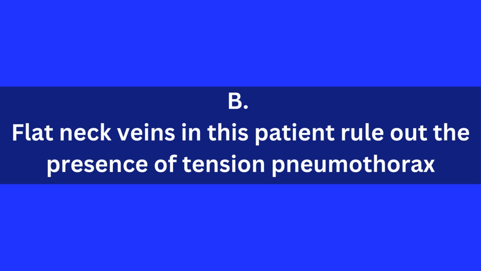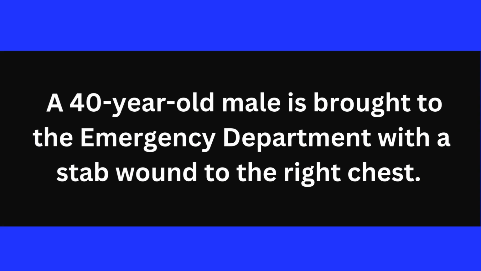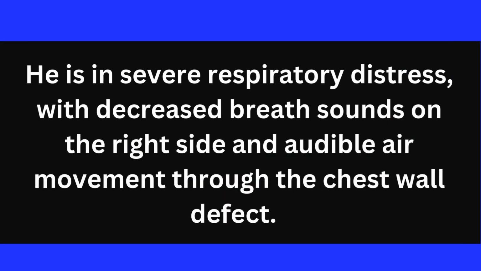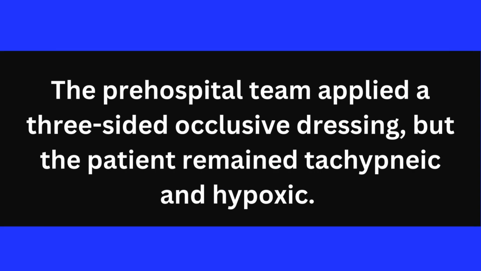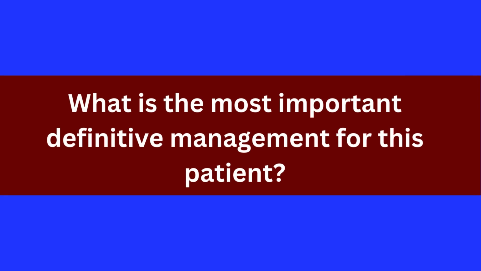Okay, Sam, so this is the 3rd and the final question. So again, you are working in A&E, and actually it was a trauma day. So you saw another patient, a 40-year-old male, who is brought to the emergency department with a stab wound to the right side of the chest. He is in severe respiratory distress with decreased breath sounds on the right side and audible air movement through the chest wall defect. The pre-hospital team has applied a 3-sided occlusive dressing, but the patient remains tachypneic and hypoxic. What is the most important definitive management for this patient?